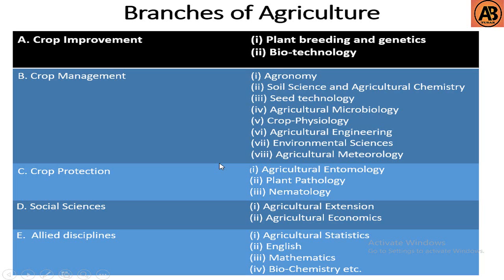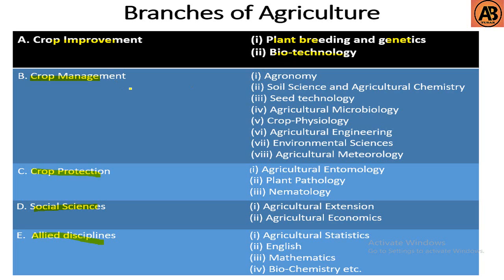Now we are going to learn about the branches of agriculture. Here we can see mainly 5 branches of agriculture. First one is crop improvement, second is crop management, third is crop protection, fourth social sciences, and fifth allied disciplines. Here we can see crop management includes 8 more branches. Crop improvement includes 2 branches. First one is plant breeding and genetics, and second one is biotechnology.